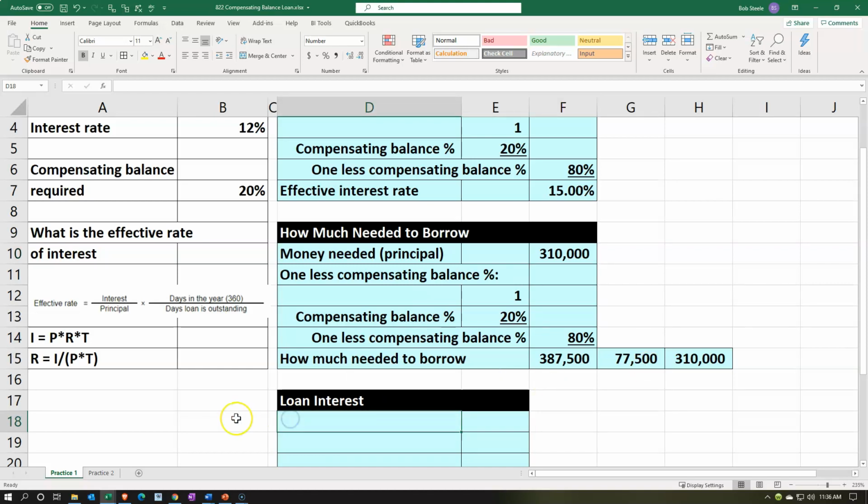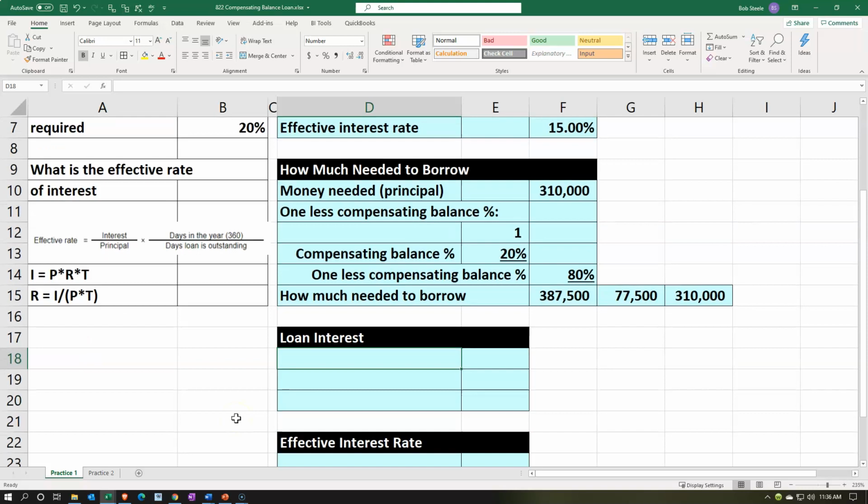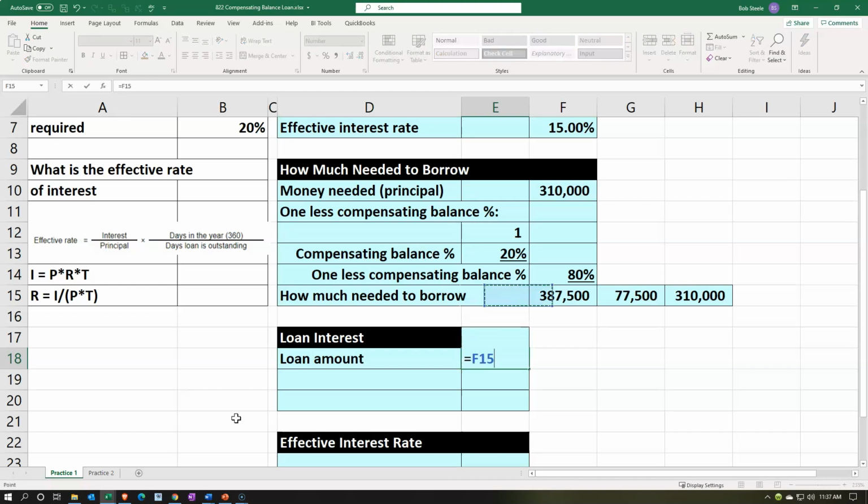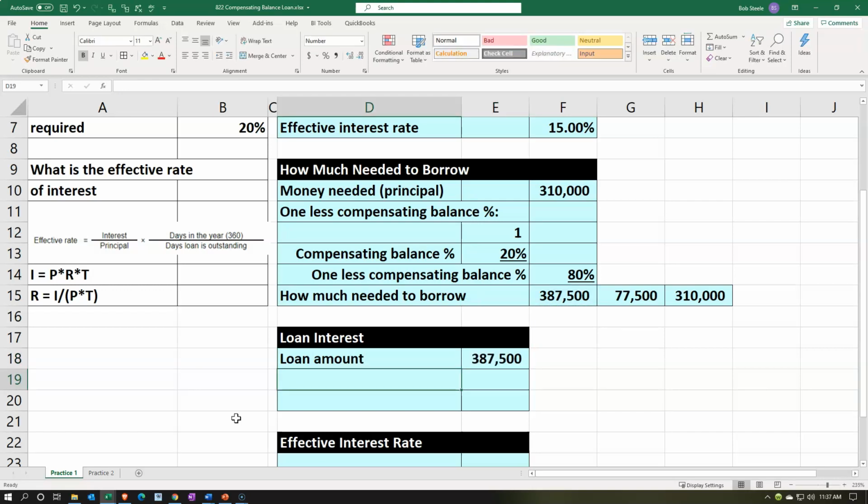So for the loan interest, the interest is going to be the loan amount, which is this whole thing, the 387.5 we're going to have to pick up, and we're going to have to pay interest on it at the interest rate of 12%. Let's percentify that. Home tab, numbers group, percentify it. I'm going to go to the home tab, font group, and underline it.